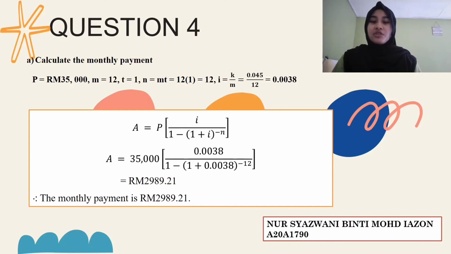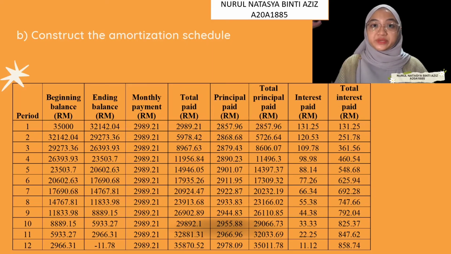After we list the information, we have to use the formula A equals P multiplied by I divided by 1 minus (1 plus I) to the power of minus N. Then put the amounts and the details in the formula like this and calculate the equation. The monthly payment is 2,989.21 ringgit.